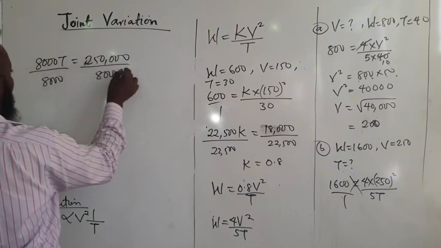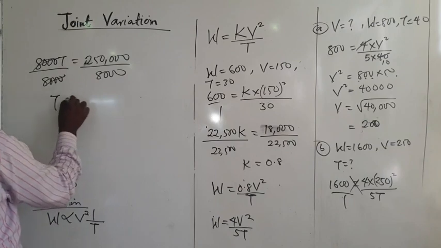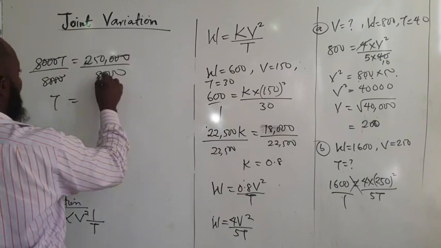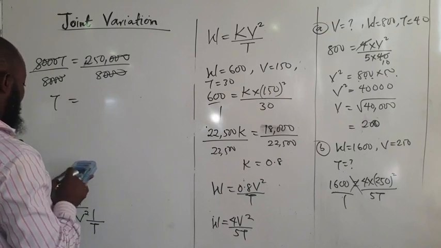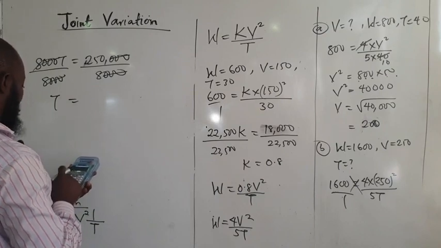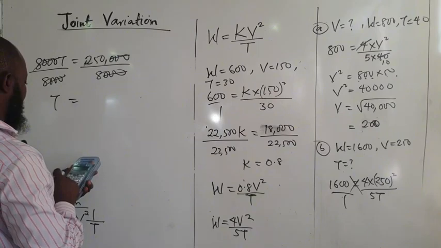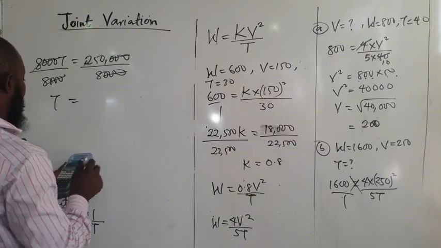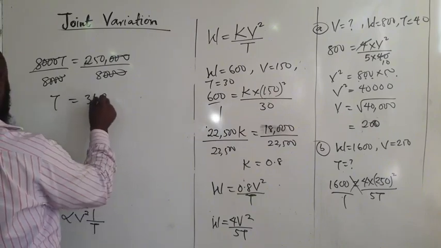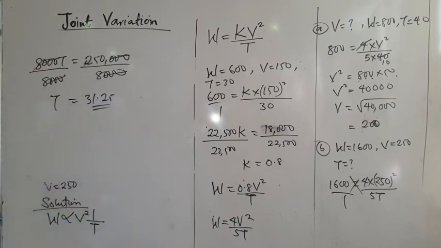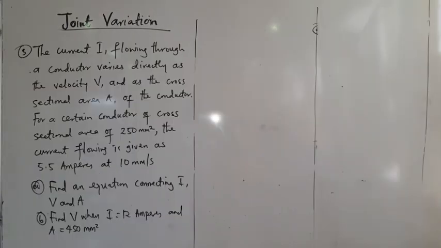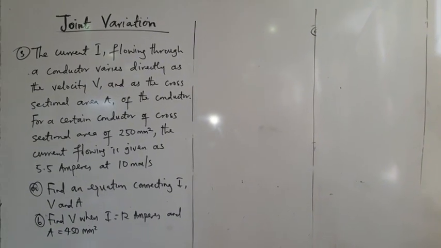By 8,000. This cancels this. So T equals 250,000 divided by 8,000. And that gives us 31.25. I hope this is very clear. So that is that on question number 2. So let's look at one more example before we call it a day. Third and the last question in this video.